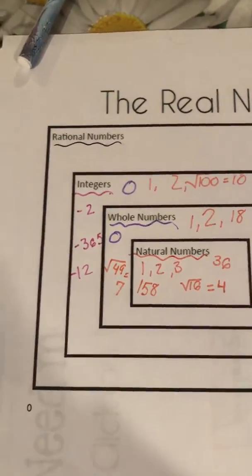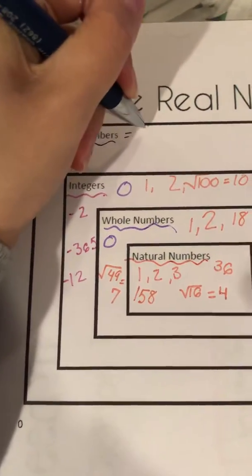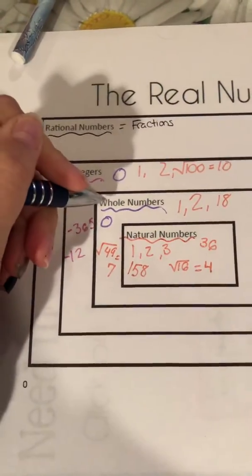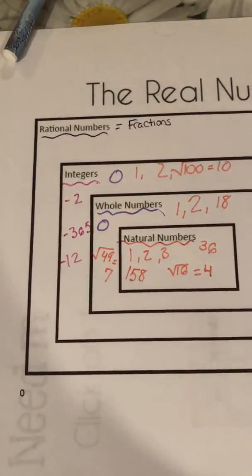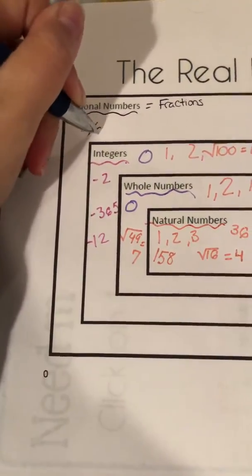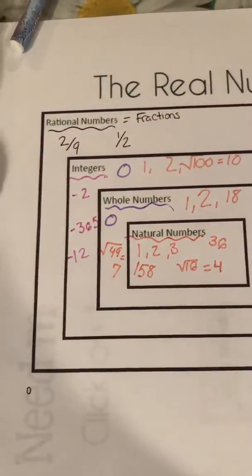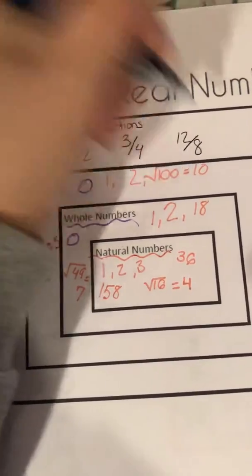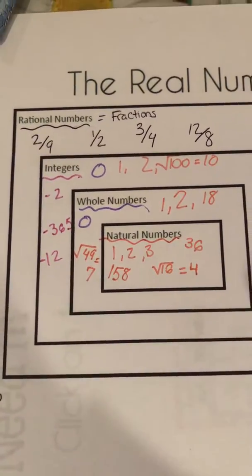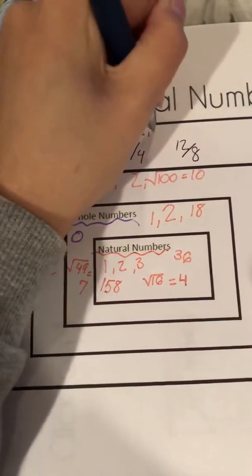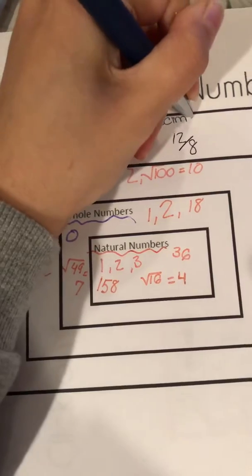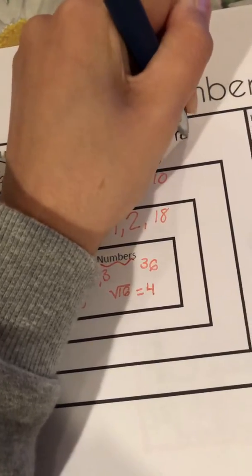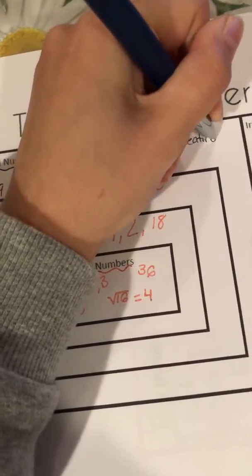is a fraction. So rational numbers include fractions, as well as integers, whole numbers, and natural numbers. So some fractions that we have are 2 over 9, 1/2, 3/4, 12 over 8. These are all fractions. It also includes decimals. Not all decimals, but repeating and terminating.